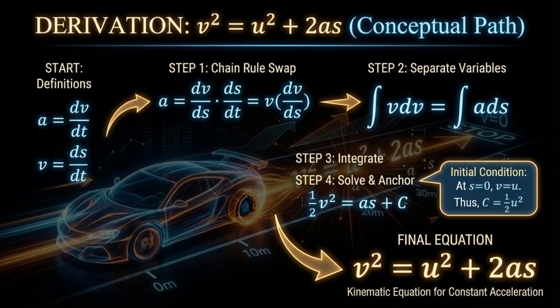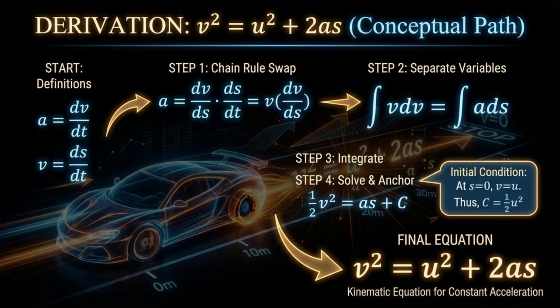Let us start with acceleration. a equals dv by dt. Using the chain rule, we change the independent variable from time to position and write acceleration as a equals v times dv by ds. Now we separate the variables, giving v dv equals a ds. Next, we integrate both sides. Applying the initial conditions, s equals 0 and v equals u.